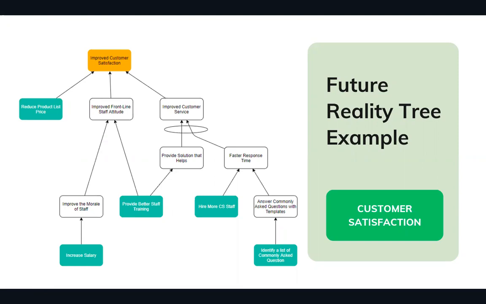Hiring more customer service staff will improve response time and customer service, which leads to improved customer satisfaction. And lastly, identifying the commonly asked questions would result in the creation of the commonly asked questions answer template, improve response time and customer service, and would lead to improved customer satisfaction. The ellipse shown on the diagram beneath the improved customer service means that both causes must happen for the effect to transpire. This means that both providing a solution that would help and improving customer response time would improve customer service and customer satisfaction.